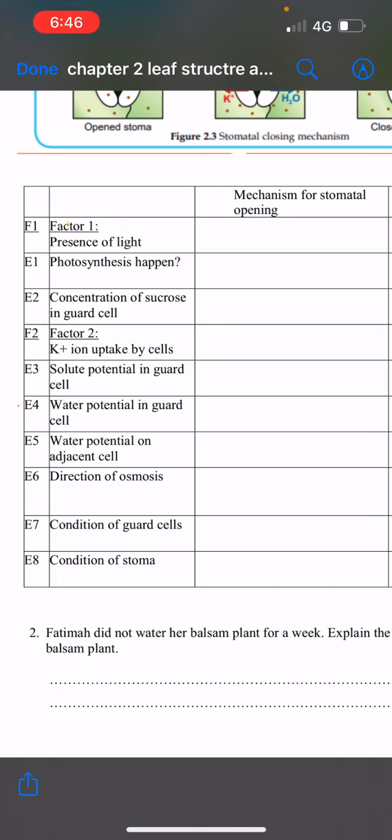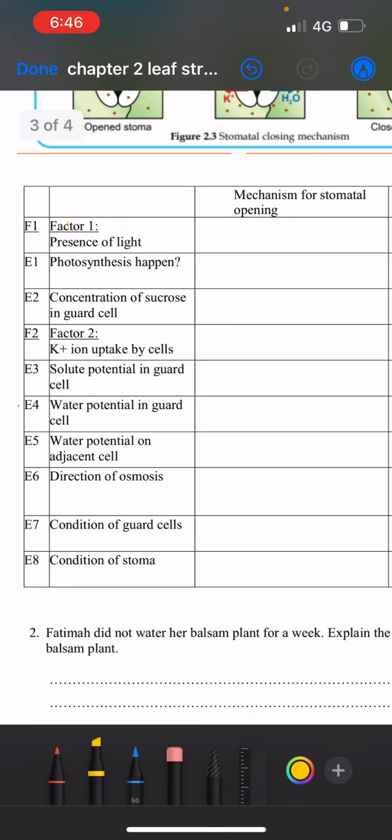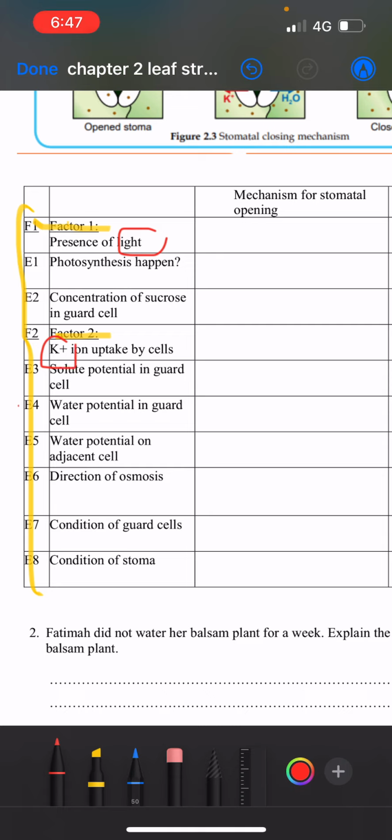If the question asks you, explain how stoma open, let's say lah, and let's say dia provide 8 marks, okay, allocated 8 marks for this question. So what should you write about this? Ada 8 sentences, okay. So these will be the sentences, F1 sampailah 8. Alright, so before I start explaining this, I would like to highlight there are 2 factors. Factor 1, factor 2. Factor 1 talks about light. Factor 2 talks about K+ ion.